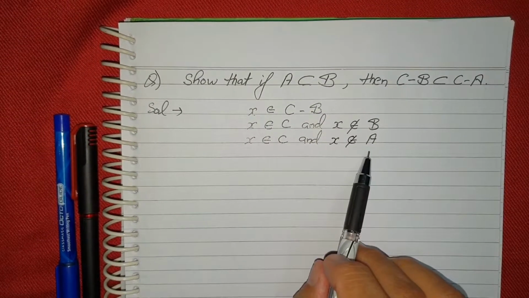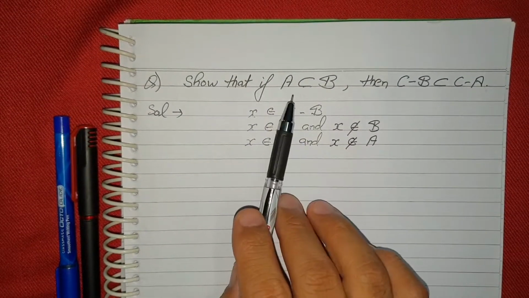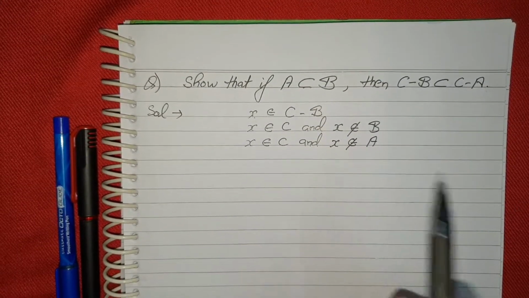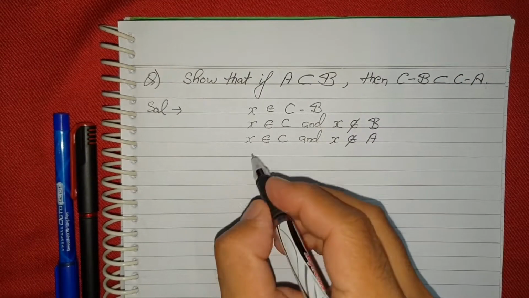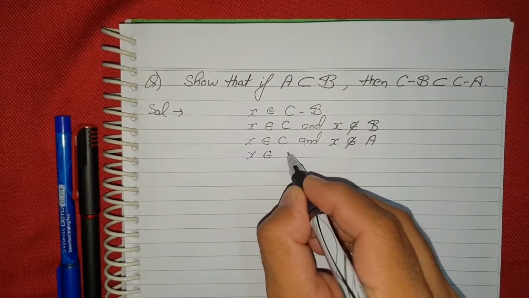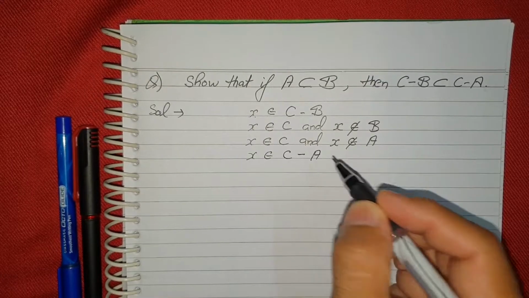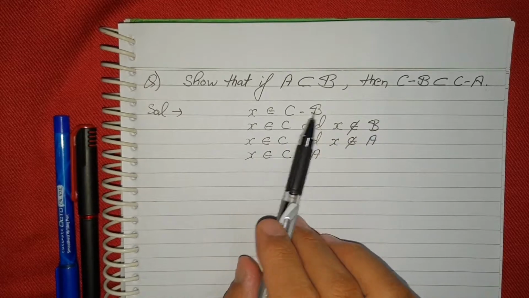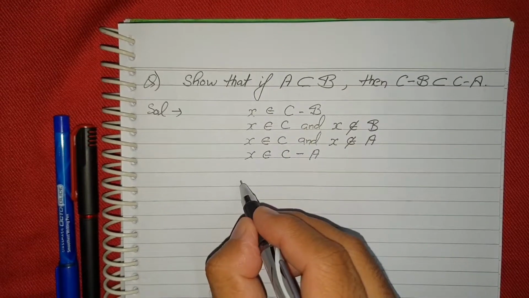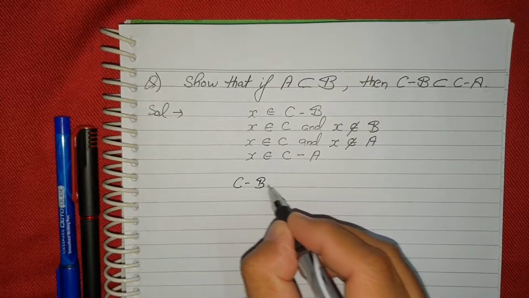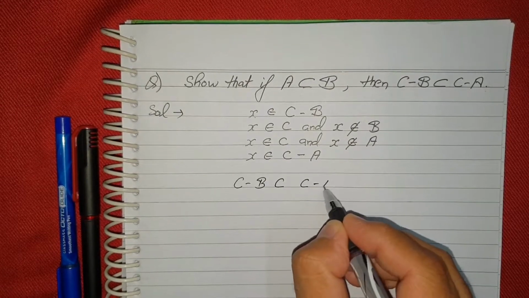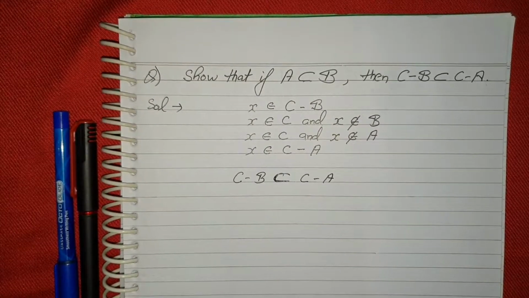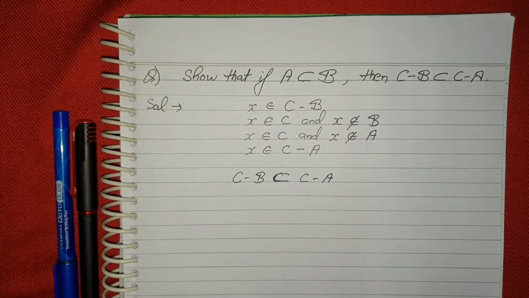Now why this step? Because A is a subset of B, so every element of A is already in B. So if X does not belong to B, X will definitely not belong to A. So we can write this as X belongs to C minus A. So from this and this, X belongs to C minus B implies X belongs to C minus A. That means C minus B is a subset of C minus A. The subset sign is like this. Yes, C minus B is a subset of C minus A, which is the proof.